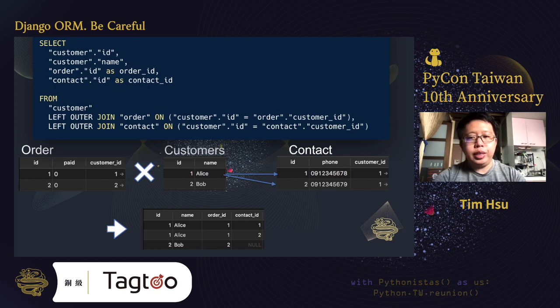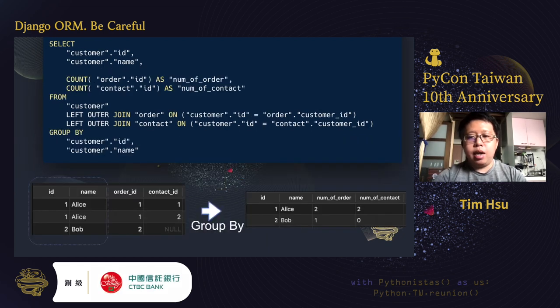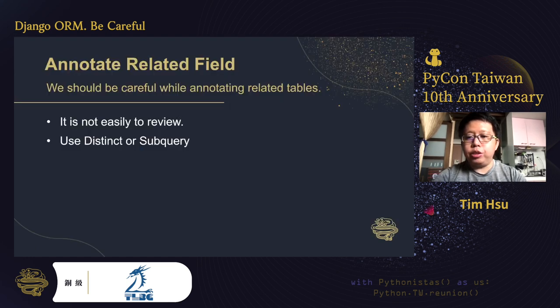Now, we join the contact table. Due to Alice having two pieces of contact information, in the final join result, there are two rows of data for Alice. Alice's data are duplicated. Now we add group by in the final SQL. Due to the source data being duplicated, the counting is not correct. We should be careful while annotating related tables.